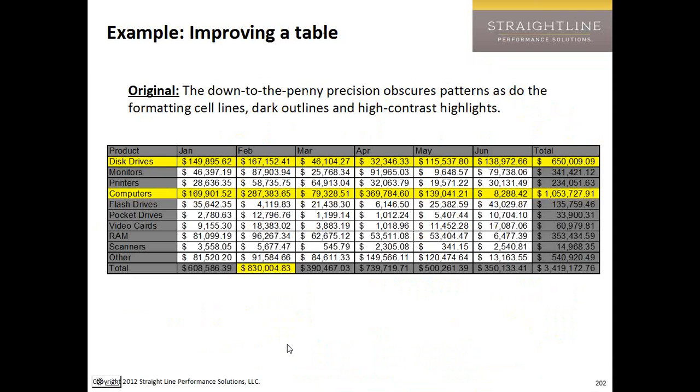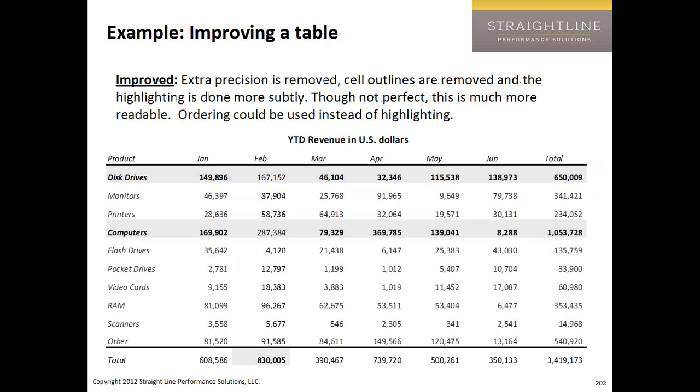Here's an example of a table that was improved. So here was the original, down to the penny precision. So we removed some of that. We got rid of a lot of the dark outlines and made it a much more readable font. And see what you think. So here's what we came up with. Here's something that's a little bit easier to read.